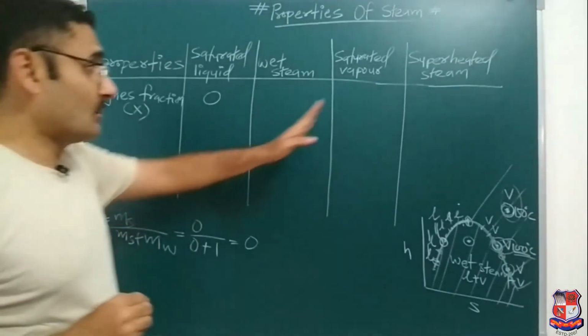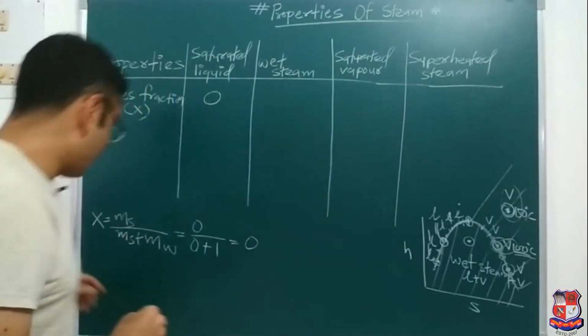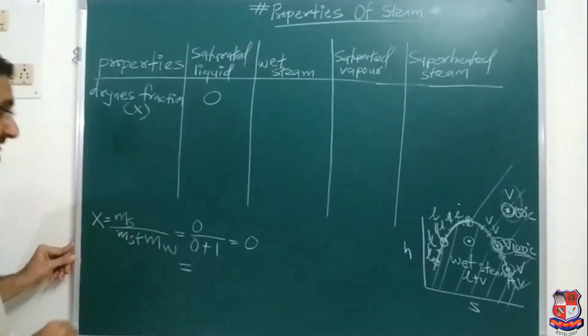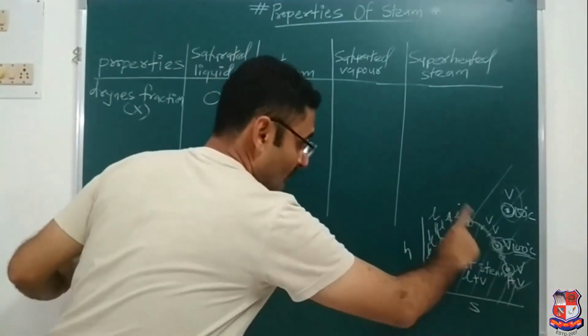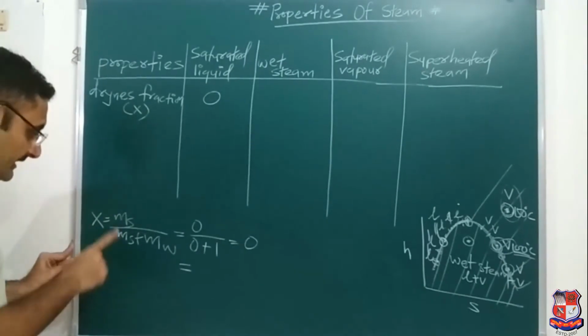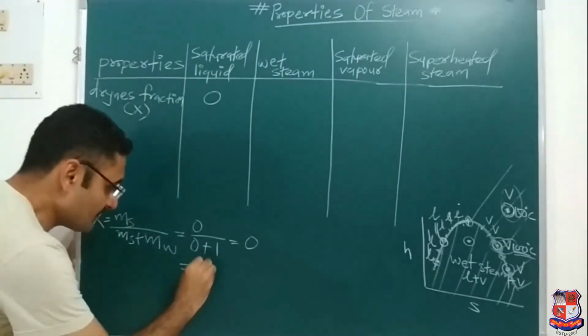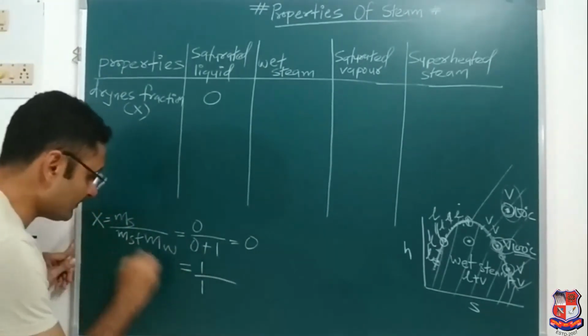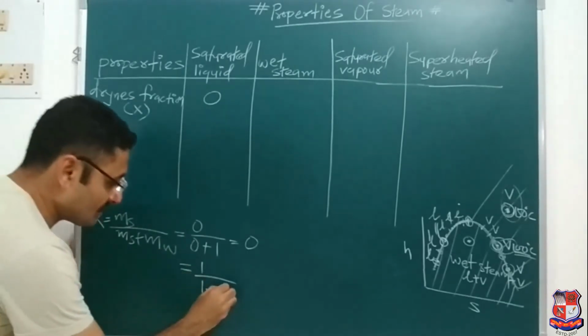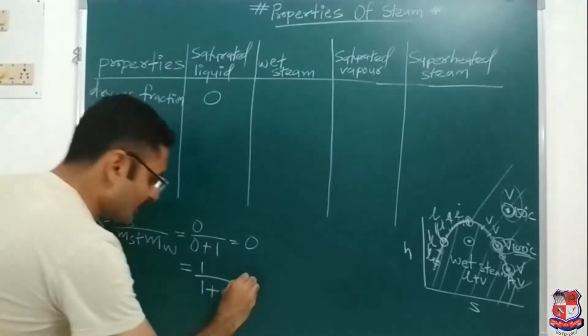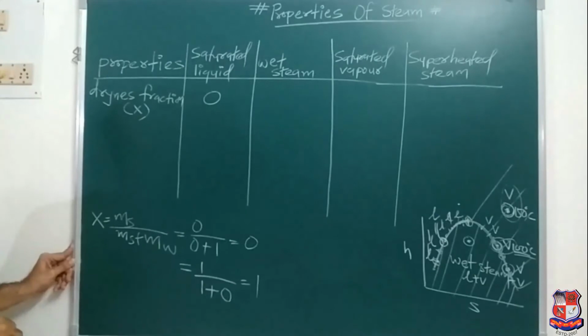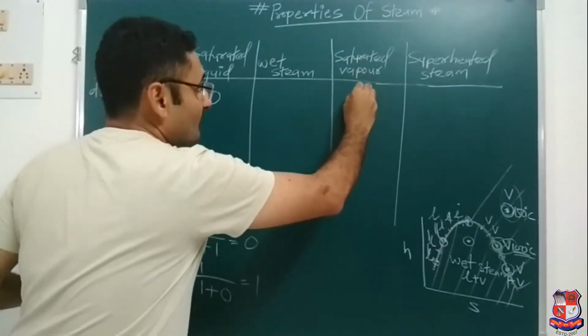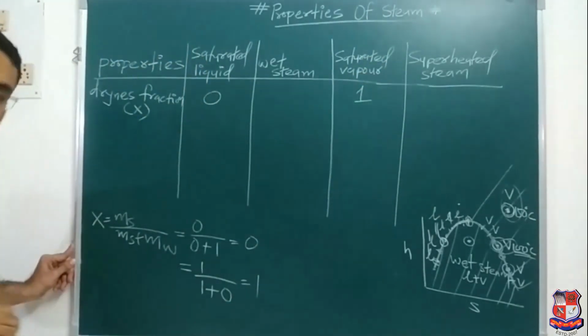Now next we will talk about the saturated vapor. Saturated vapor means pure vapor particles. Pure vapor particles means mass of steam is maximum, which is 1, and no liquid particles, no liquid particles means 0. So 1 by 1 cancel, the answer will be 1. So the dryness fraction for saturated vapor is always 1.